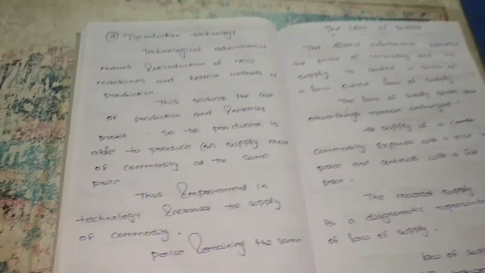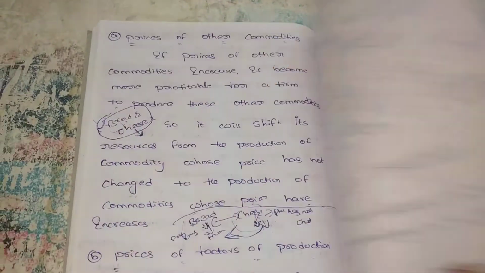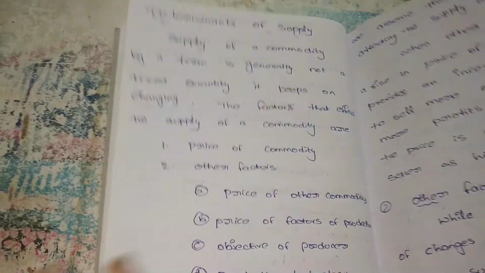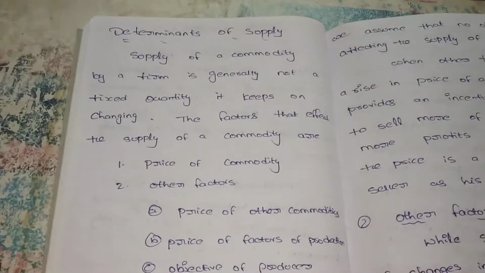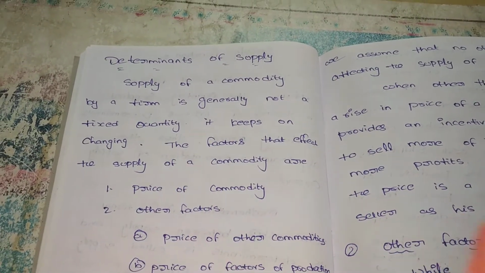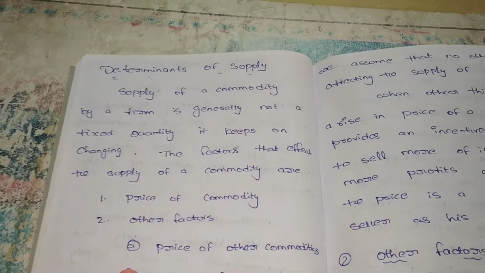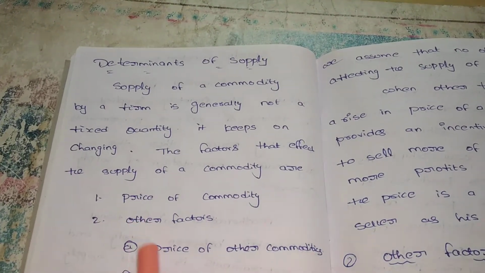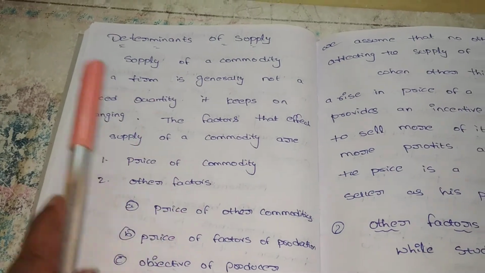Up to now we have discussed the determinants of demand. If we repeat it, we can understand it in a better way. The determinants of supply: supply is generally not a fixed quantity. Based on some factors, like the price of the commodity and other factors, the supply will be affected.